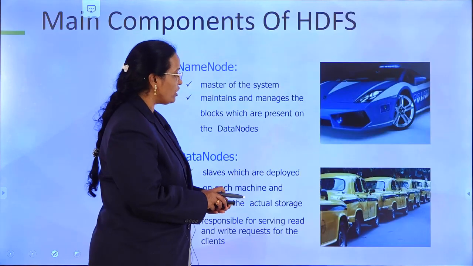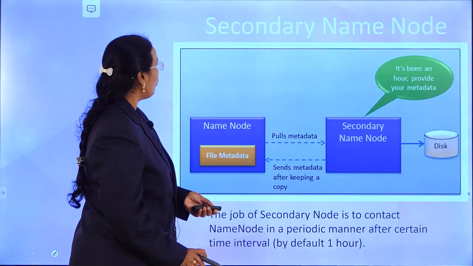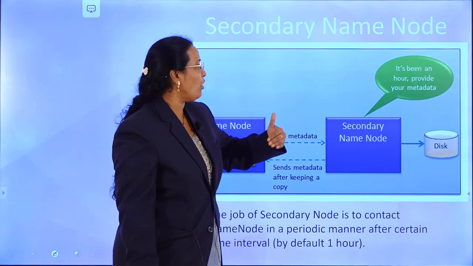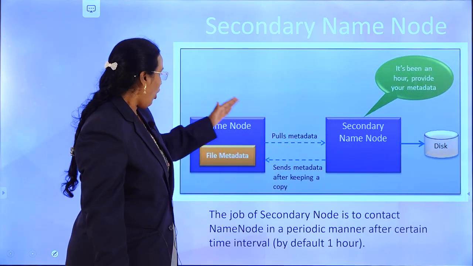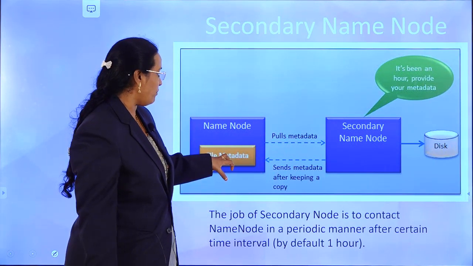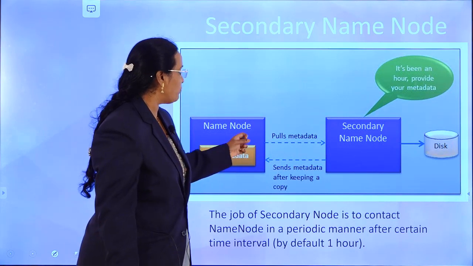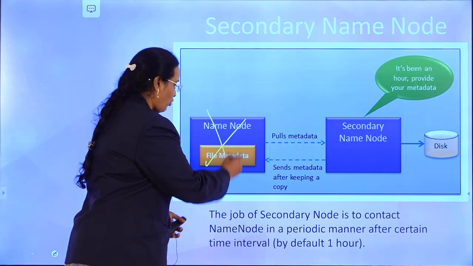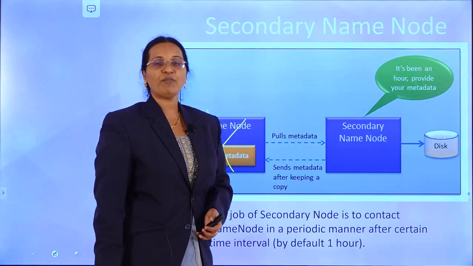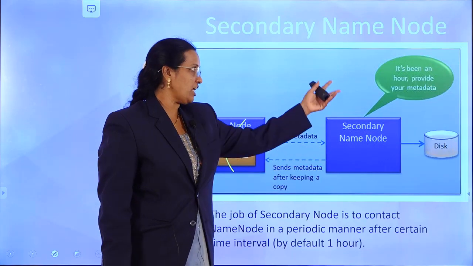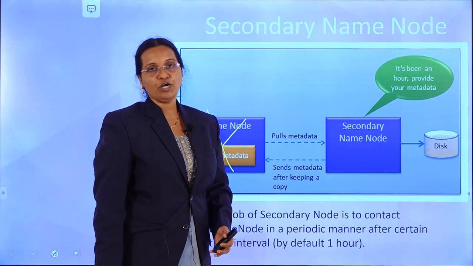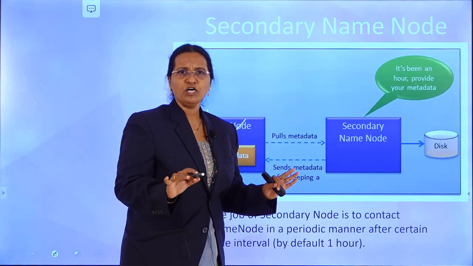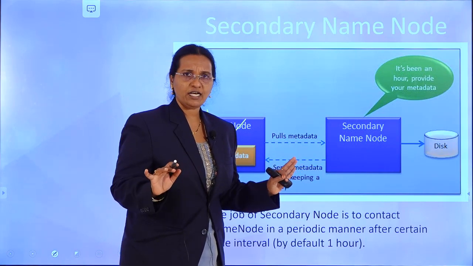What is the secondary name node doing here? It pulls the metadata, that is, whatever the name node data is, it pulls the meta information and keeps it on disk, so that on any day, if the name node is not working, there will not be any loss of meta information, and it can be made available from the secondary name node. So in the Hadoop cluster there is no question of spoilage or corruption of data.